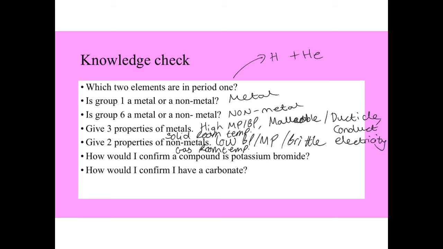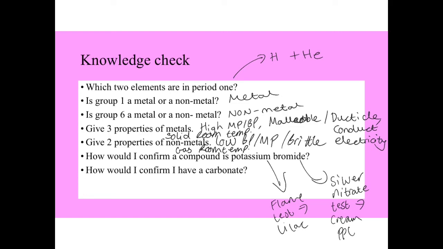How would you confirm a compound is potassium bromide? For potassium, you do a flame test, and it should give you a lilac flame. For bromide, you do a silver nitrate test, and it should give you a cream precipitate.